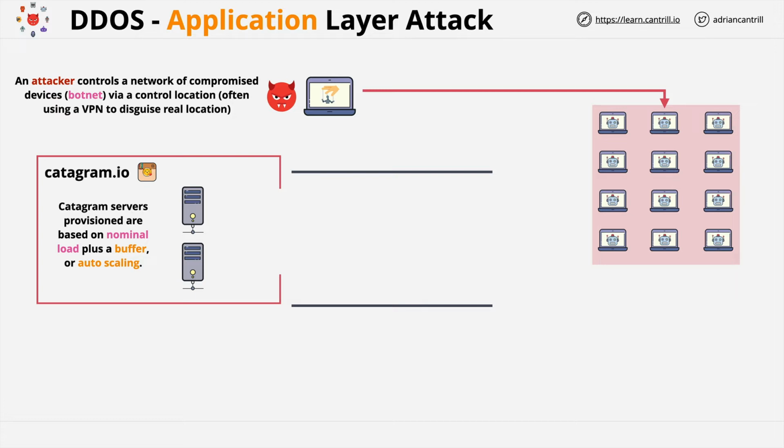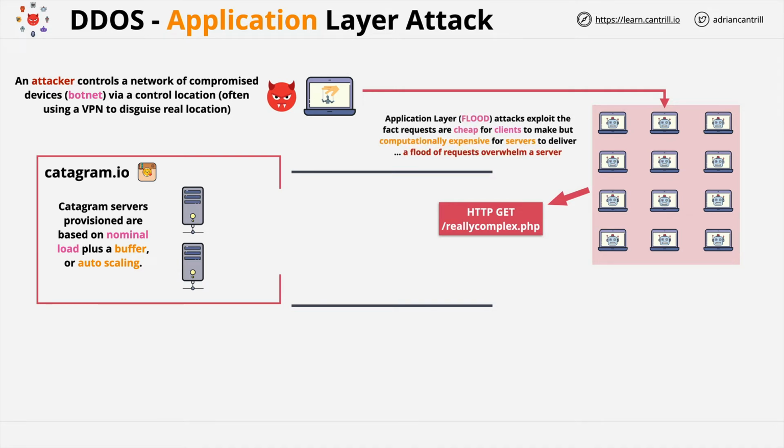It's easy, for instance, for the botnet to make simple requests to the application. In this case, a HTTP GET of a page called reallycomplex.php. The botnet floods hundreds, thousands, or even tens of thousands of these requests, each of them directed towards the catagram servers. This could mean millions or more of these really simple requests, which are all requesting our reallycomplex.php page. The issue is that while making these requests is simple, responding to these requests can be computationally expensive, and this can have disastrous effects on the servers.